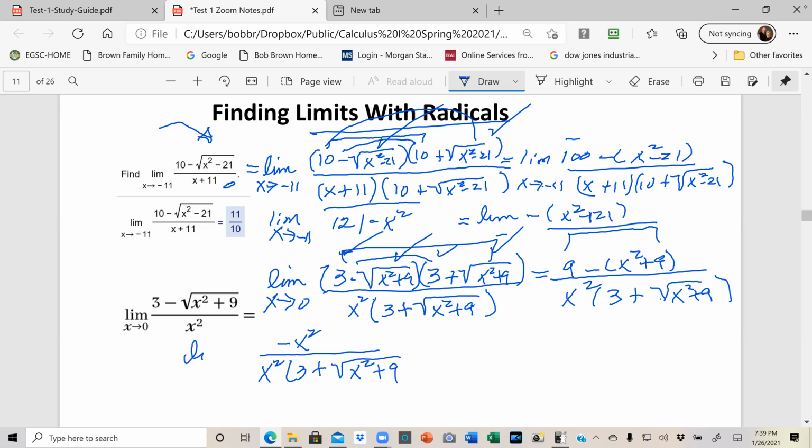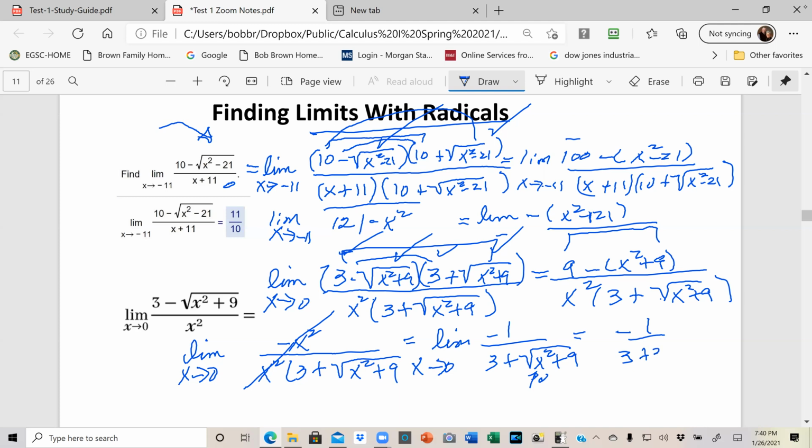And we're taking the limit as x approaches 0. And notice the nice thing that happens here, the x squareds cancel and we get the limit of minus 1 over 3 plus the square root of x squared plus 9 as x approaches 0. Plug in 0, we get the square root of 9, which is 3. And we get minus 1/6. So the answer is minus 1/6.